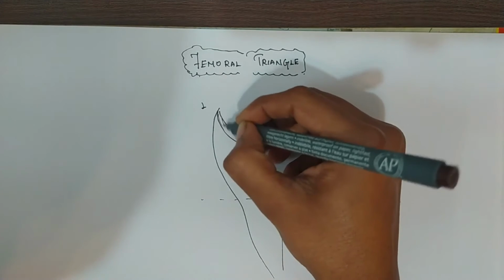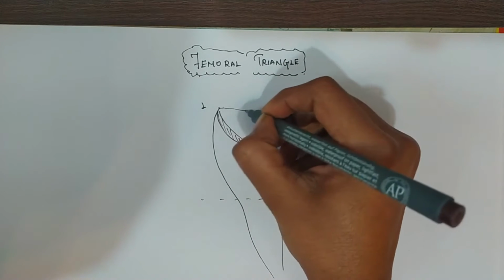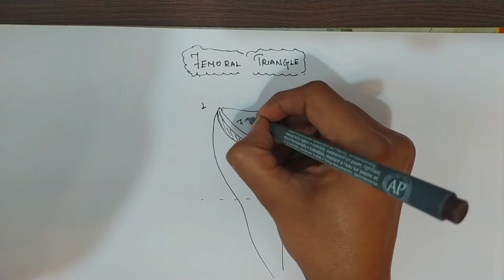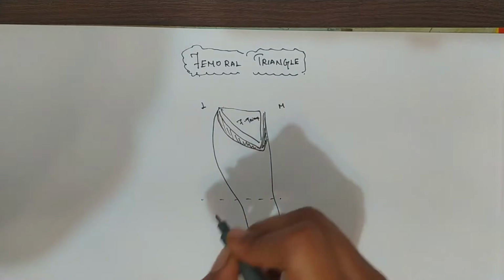So this is the femoral triangle, which is contributed by two muscles on either side, and this triangular depression only we are going to deal with. So this area is called the femoral triangle. Okay. So about this triangle in detail we are going to discuss now.